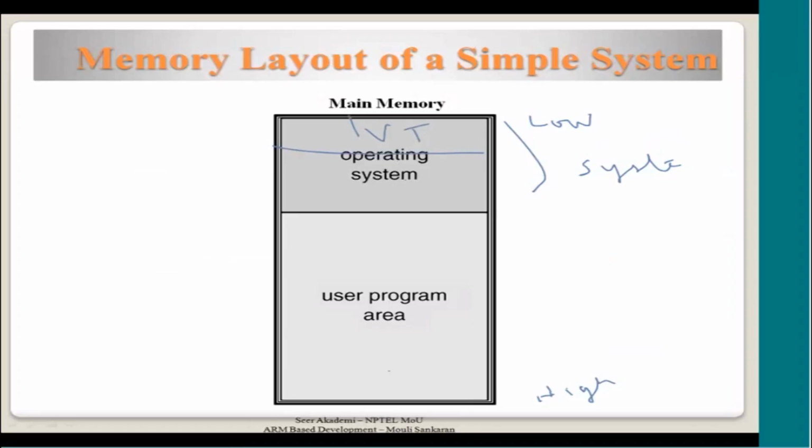So they are all residing in one part of the memory, okay, and then the user program will be running here. Okay, this is a typical scenario of how the layout of memory is used by an operating system living along with the user programs.